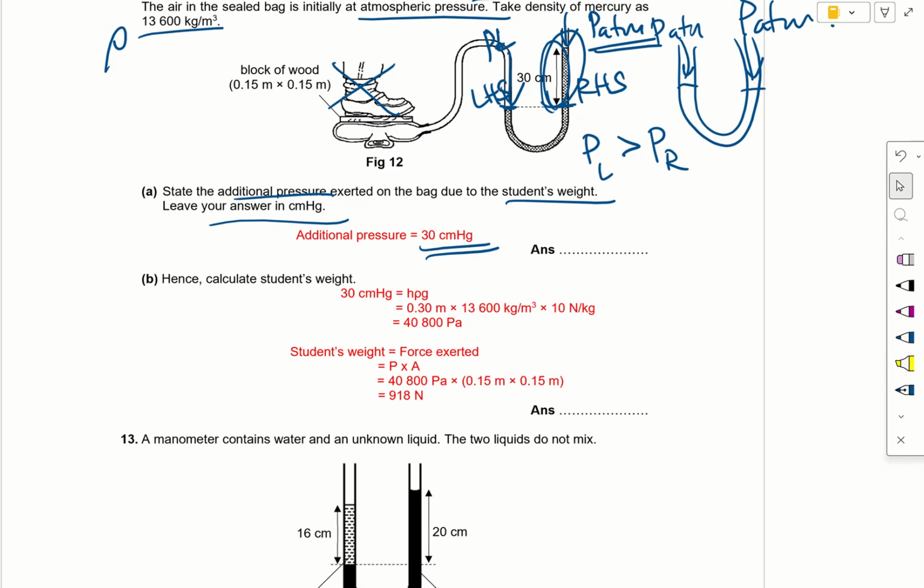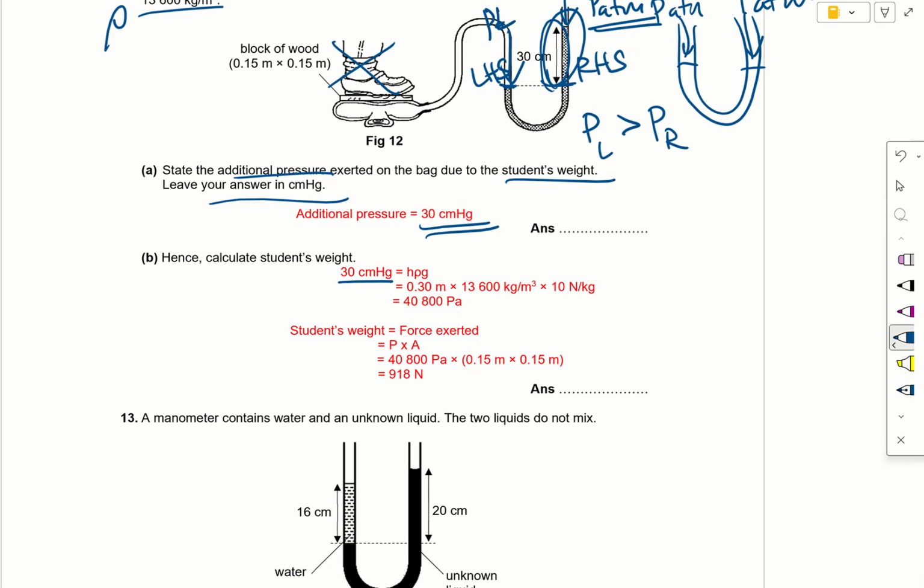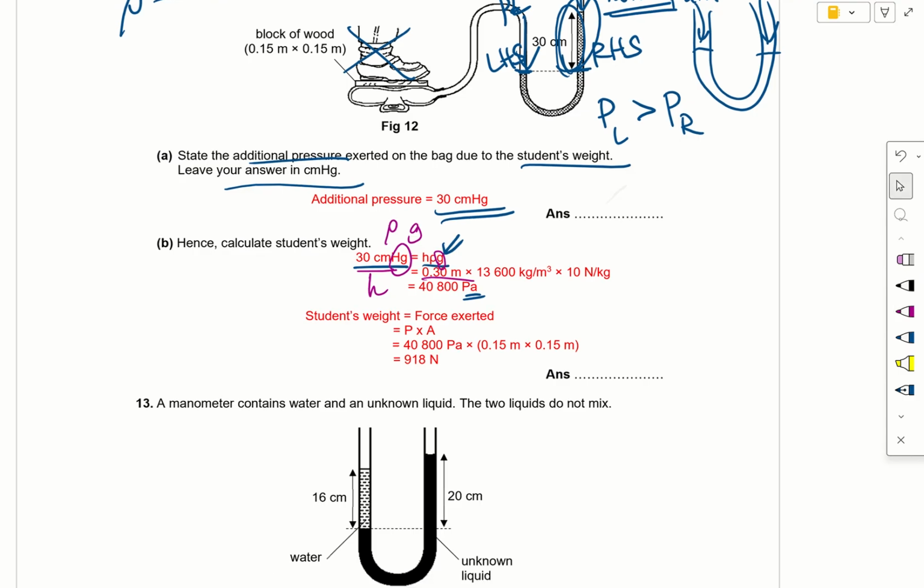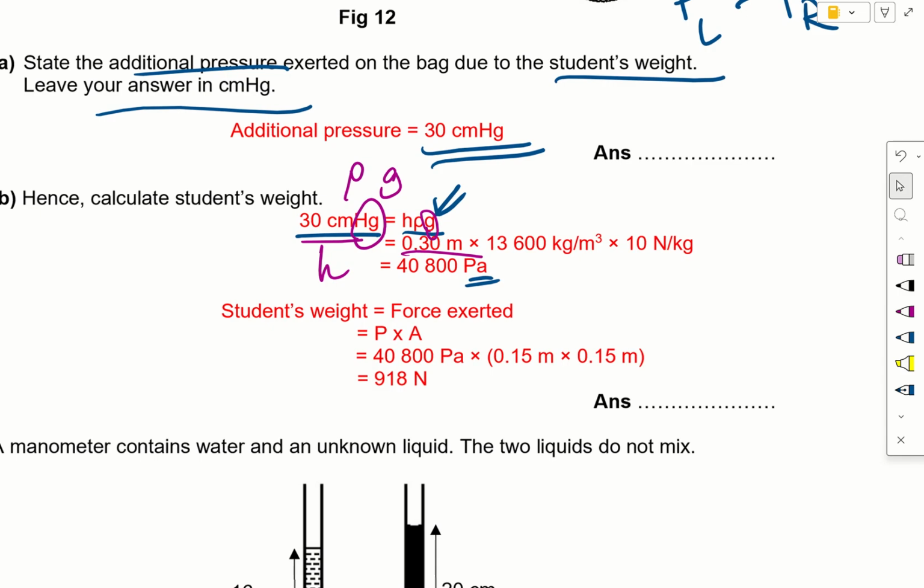Hence calculate the student's weight. Now 30 cmHg equals rho g h. We have to find it in terms of Pascal, so we have to add in our g, which is 10. This 30 cm is actually the height, this Hg is actually the density of mercury, and what is missing is the g. So again, emphasize the g. Also take note that your units must be in SI unit, so my 30 cm, I have to convert to 0.30 meters.